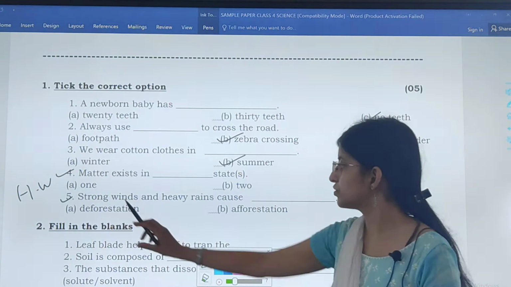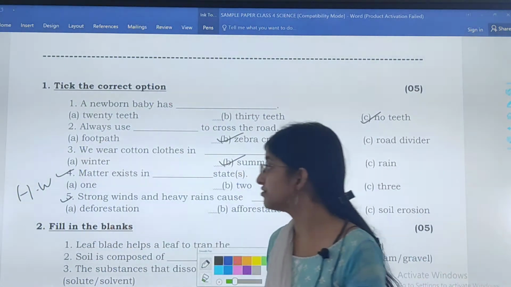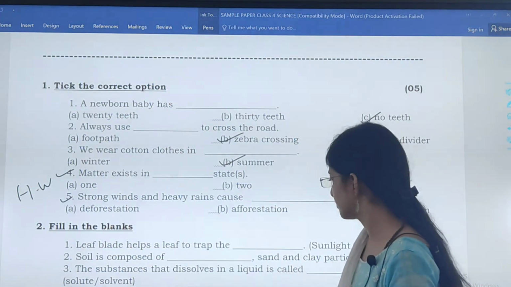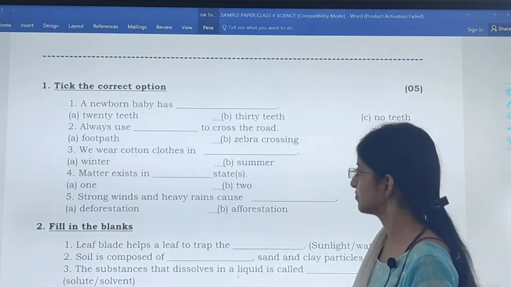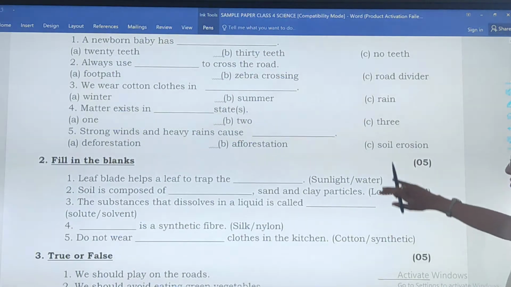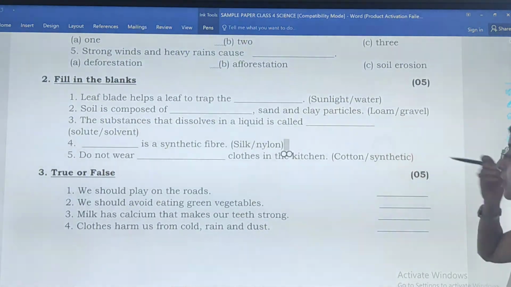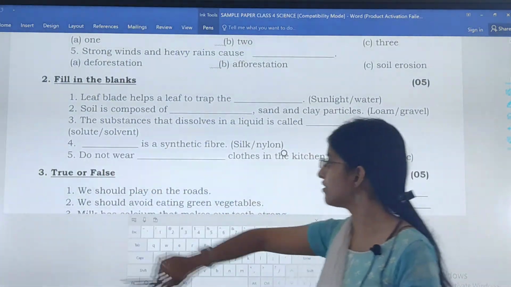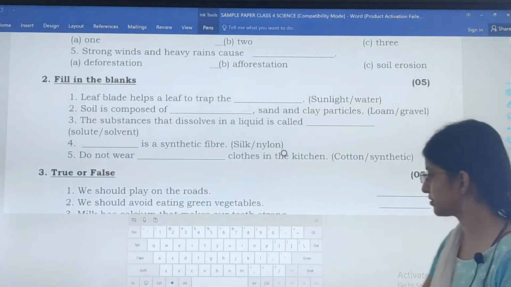Now we will go to the second question, that is fill in the blanks, 5 questions, and it carries 5 marks.